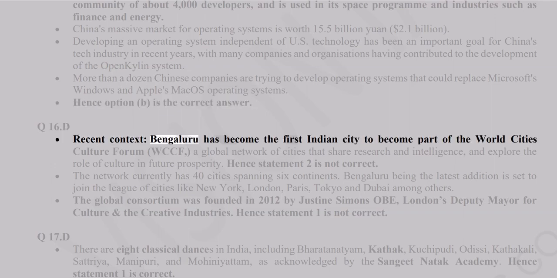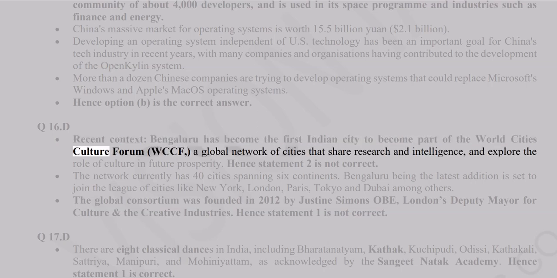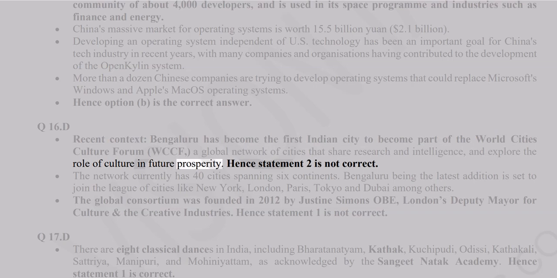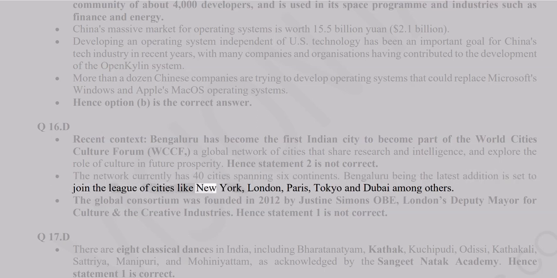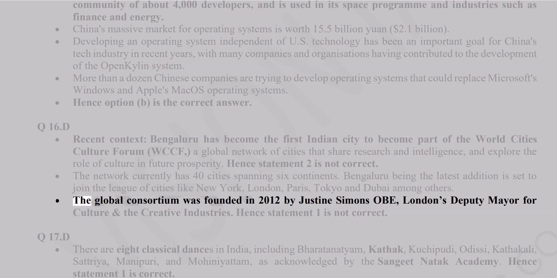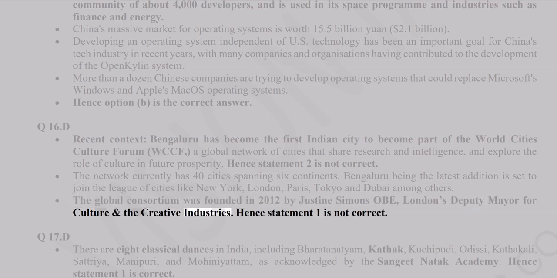Q16. D. Recent context. Bengaluru has become the first Indian city to become part of the World Cities Culture Forum, WCCF, a global network of cities that share research and intelligence, and explore the role of culture in future prosperity. Hence statement 2 is not correct. The network currently has 40 cities spanning 6 continents. Bengaluru, being the latest addition, is set to join the league of cities like New York, London, Paris, Tokyo, and Dubai, among others. The Global Consortium was founded in 2012 by Justine Simons OBE, London's Deputy Mayor for Culture and the Creative Industries. Hence statement 1 is not correct.